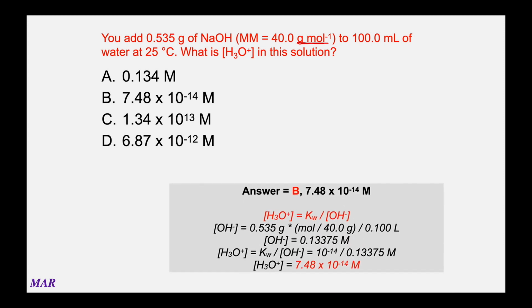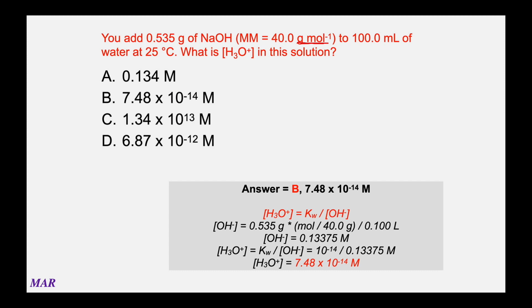But anyway, if you do all those steps, the answer comes out to be 7.48 times 10 to the minus 14th. Here's the way that I calculated hydroxide: 0.535 grams divided by the 40 grams per mole. 1,000 milliliters per liter means that 100 milliliters would be 0.100 liters. So the concentration there, to way too many sig figs, but that's not what we're stopping at, is that number. Kw divided by that number gives 7.48 times 10 to the minus 14th moles per liter.